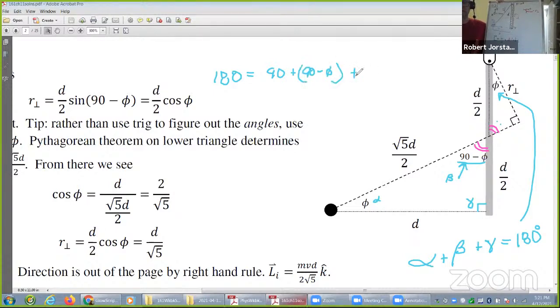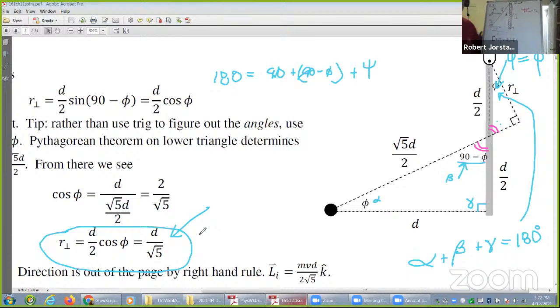I'll call it psi, just because I'm running out of letters. So if this angle is psi, when you do the math, the two 90s drop out, the phi moves over, and we find out that psi is equal to phi. So that's what I mean by doing some geometry. After all that, notice that R perpendicular is this. And if anybody in the class said, oh, I could tell it was going to be D over root 5 just by looking at it, I encourage you to teach the class instead of me. This was not something that I thought was obvious right away. If you saw that, you're doing great.